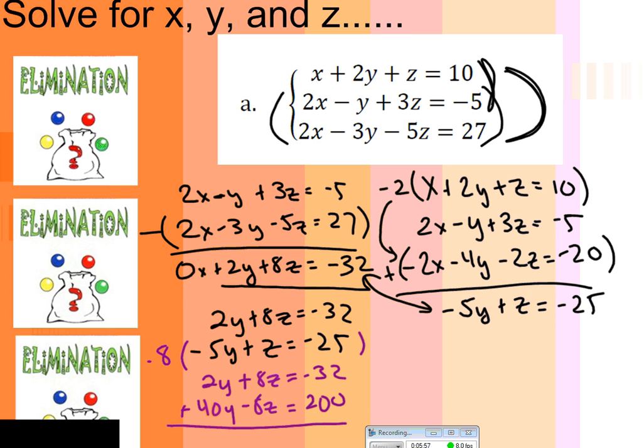So now if I add those together, I'm going to get 42y equals negative 32 plus 200, which is going to be 168.